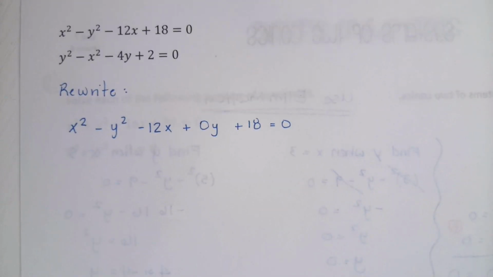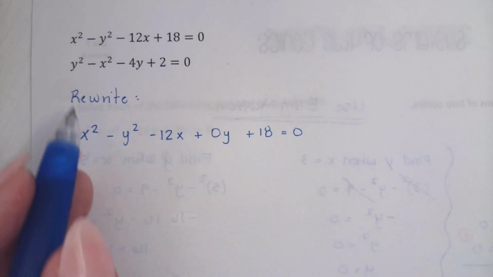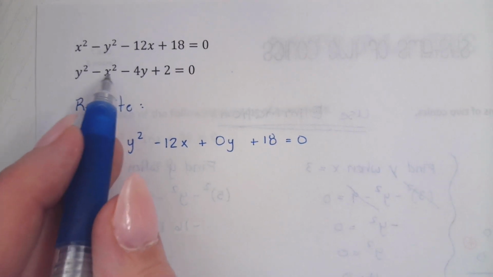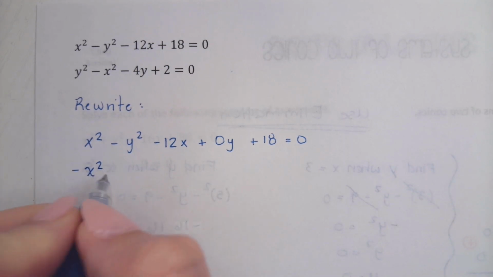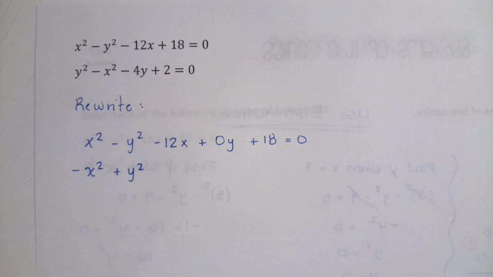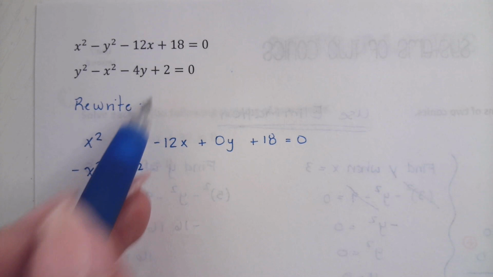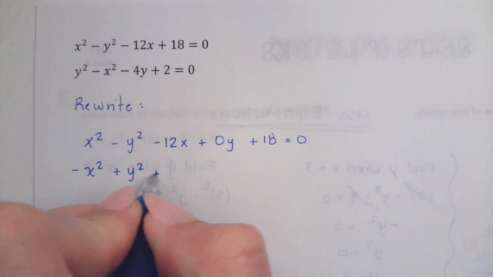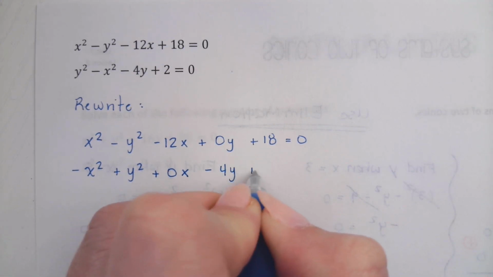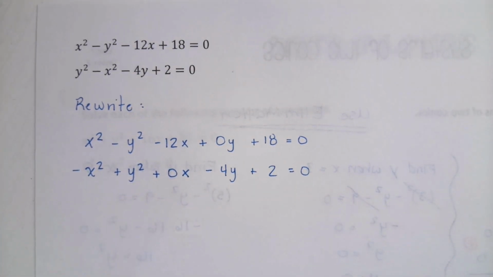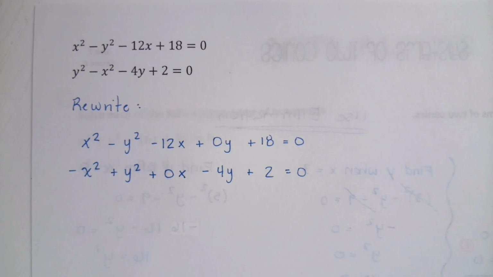Okay, and then rewriting my bottom equation, I'm going to bring its negative x squared term up front to line it up with the other one. Negative x squared plus y squared. And then it doesn't have an x term, so I'm going to write plus 0x. But then it has a minus 4y plus 2. So if we were to add these right now, the only plus side is that you could actually get all the squared terms to cancel.